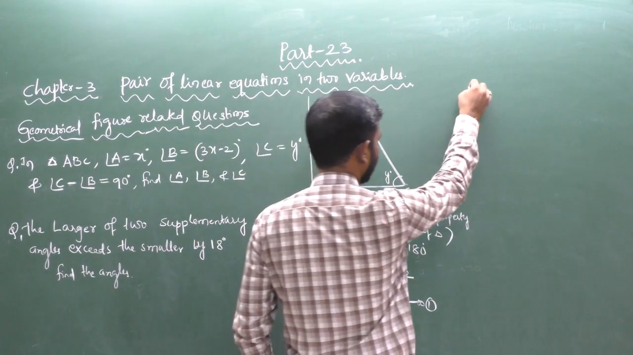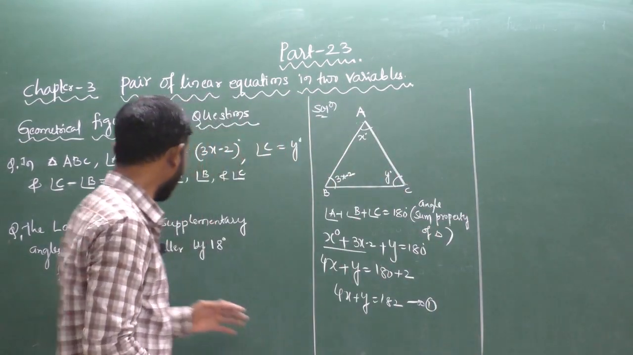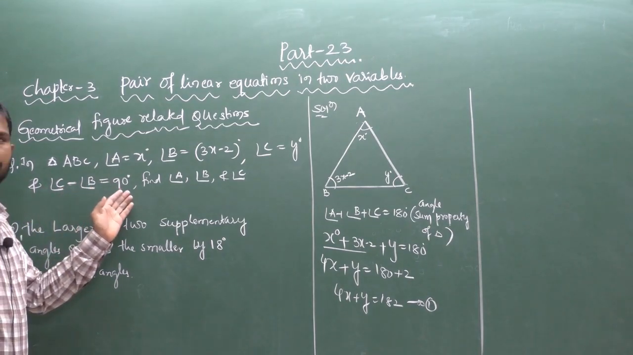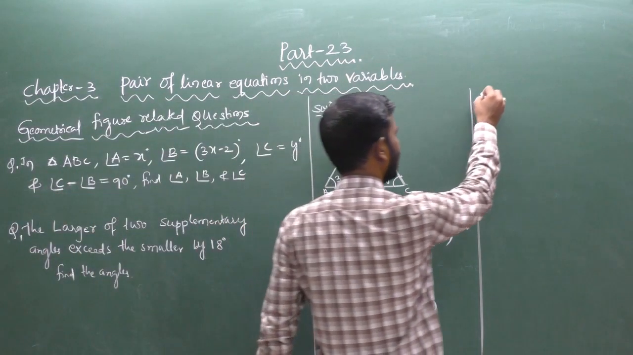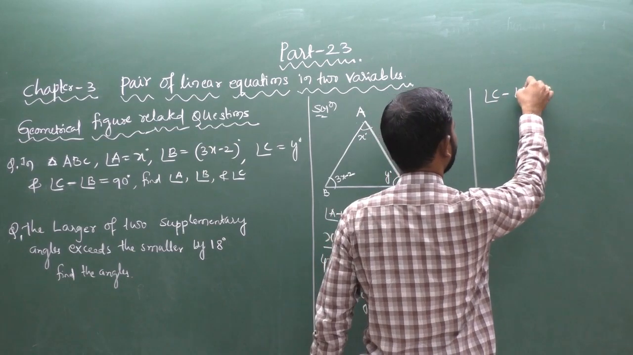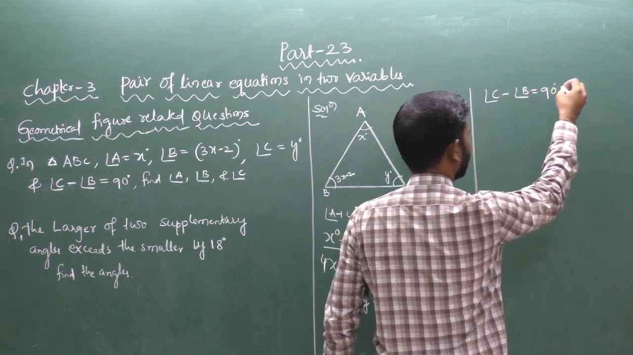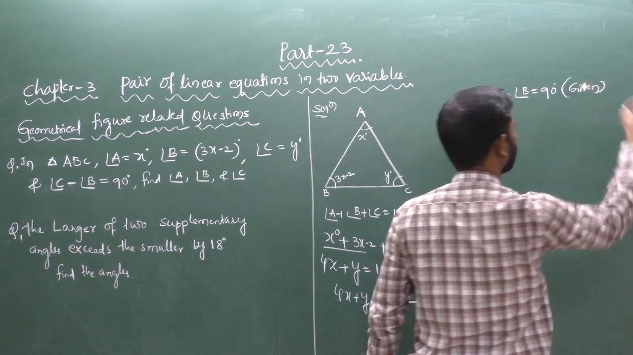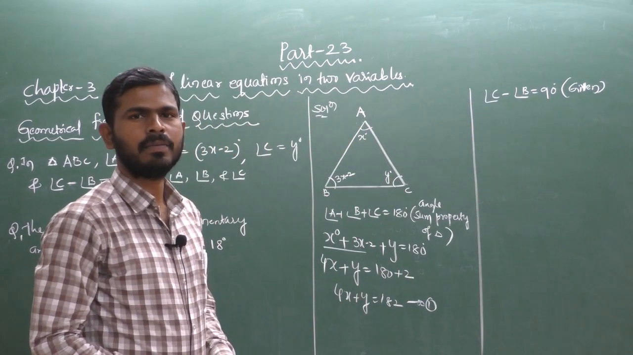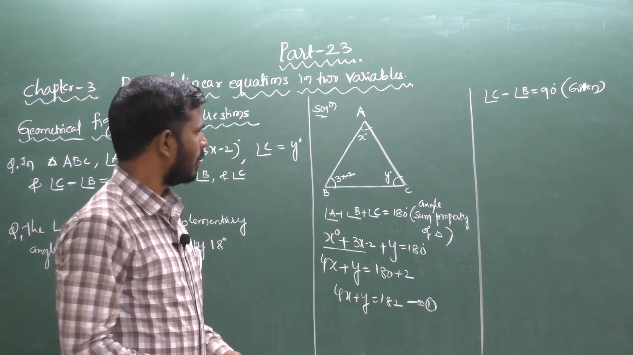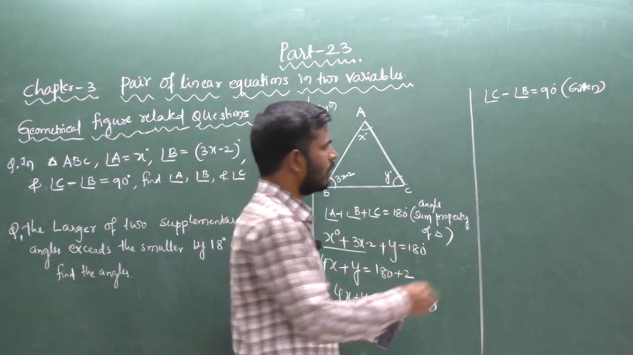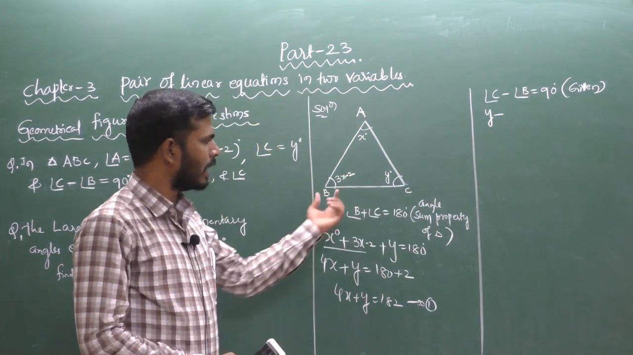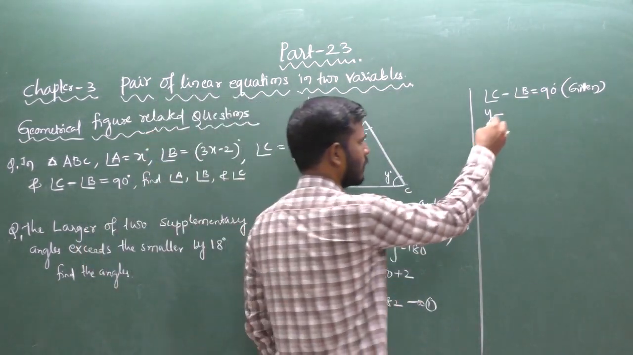Next condition given here: angle C minus angle B equal to 90 degree. Reason you can write here: this is given. But angle C is how much here? Y. So you have to substitute y minus angle B, where angle B is 3x minus 2. Substitute.